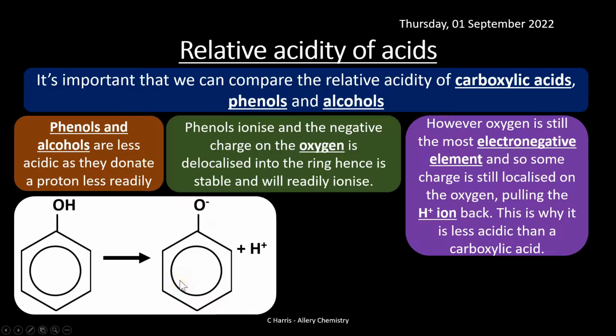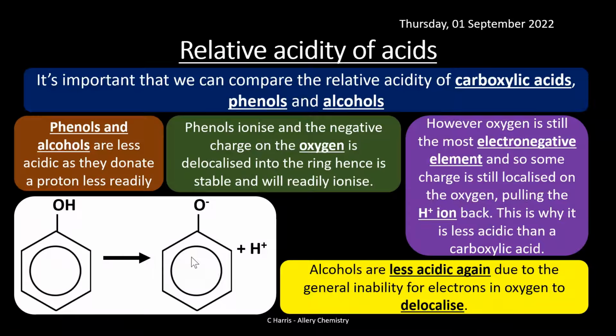Unlike with the carboxylic acid, where the negative charge can be spread pretty much wholly across the end of that carboxylate ion, it's not quite as integrated in here. And what you're left with is still something with quite a large negative charge on there. Now that makes it quite attractive for this proton, if it wanted to reform a bond here and form the phenol back again. And this is why the phenol is less acidic than the carboxylic acid.